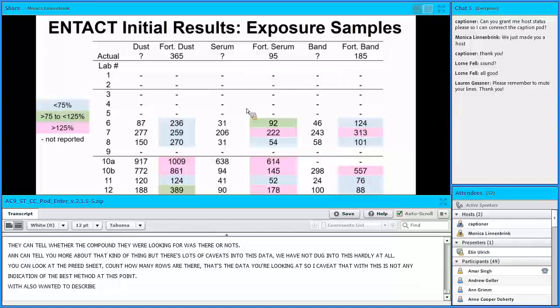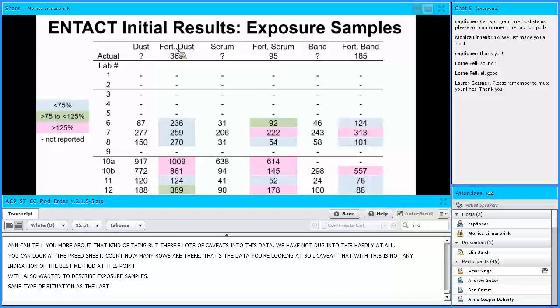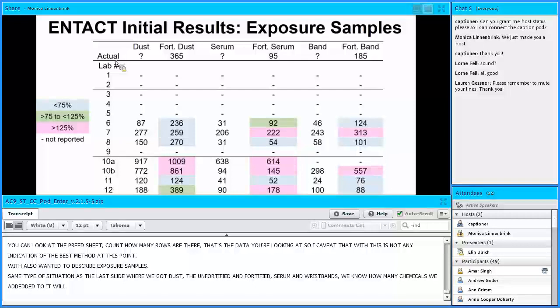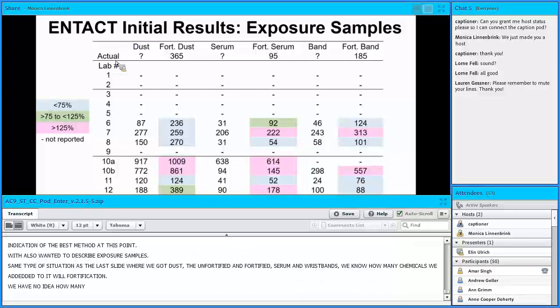So we also wanted to describe the exposure samples. Same type of situation as the last slide, where we've got dust, the unfortified and fortified, the serum, and the wristbands. We only know how many chemicals we added to the fortification. We have no idea how many chemicals were in the dust to begin with, so I put question marks there. So I've not color-coded the ones that were left unaltered.